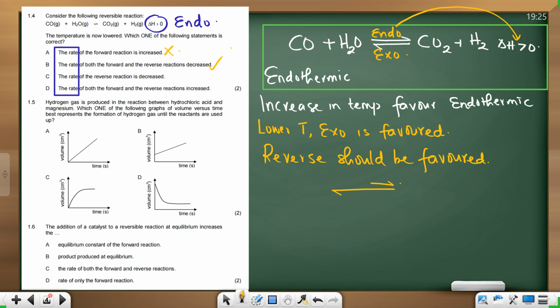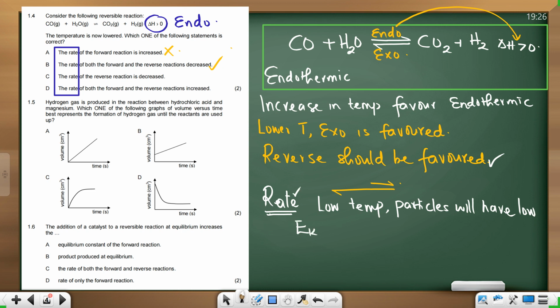Because the examiner, I'm going to clarify, just give me a minute. We know that the reverse reaction is favored. Please follow through. The reverse is favored, right? But the examiner is not referring to the reaction. They are referring to the rate. Why am I picking B? At low temperature, what happens? This is actually rate of reaction. Particles will have what? Low kinetic energy. So take note, the examiner is talking about the rate, the speed of reaction.